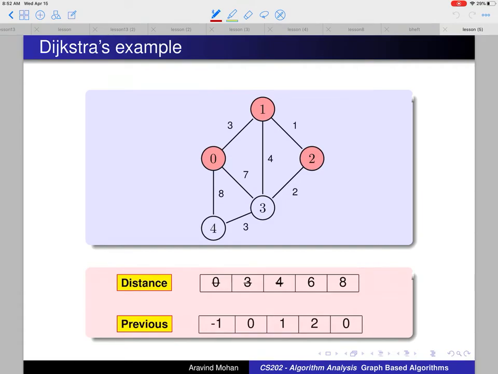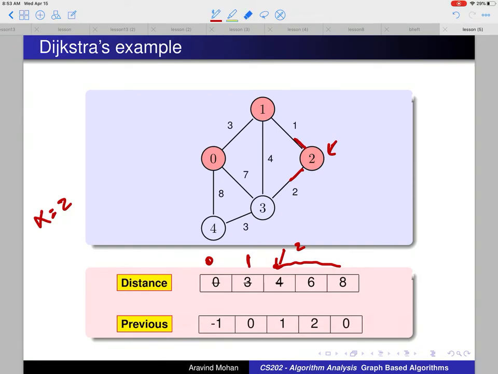We are done with node 0 and 1. And now we need to pick the minimum one from the other unvisited vertices. So clearly we will pick 2 because it has a distance 4. We said alpha is equal to 2, right? And then we are going to look at alpha equal to 2, which is right here. And then we are going to look at all its neighbors.